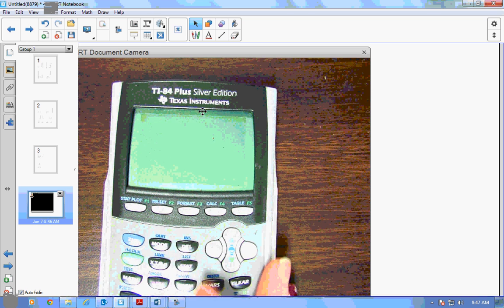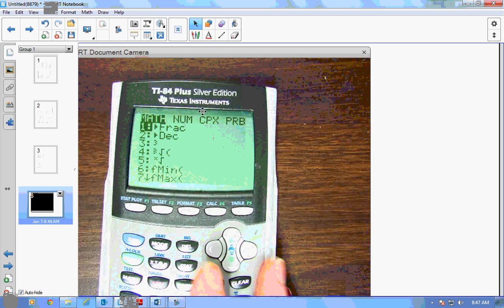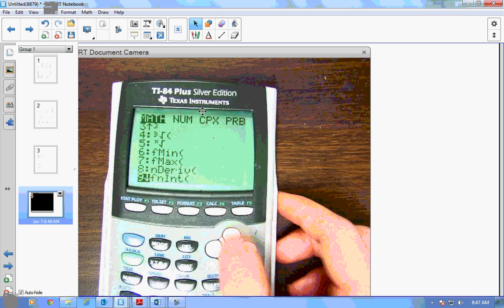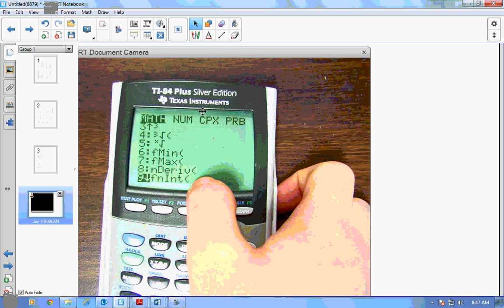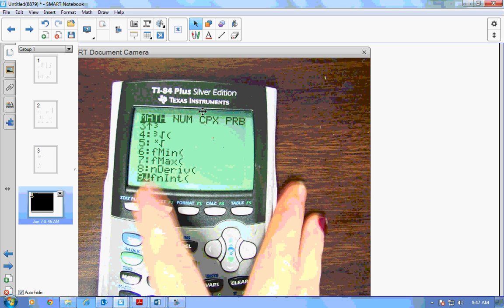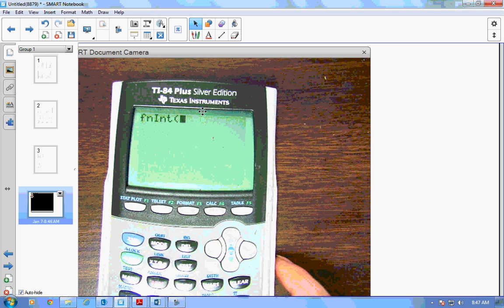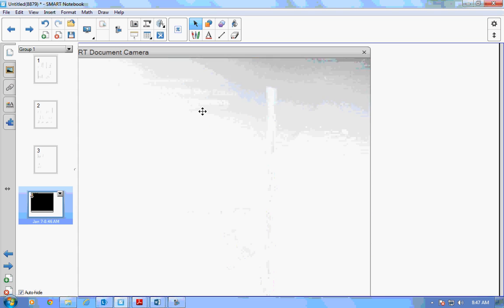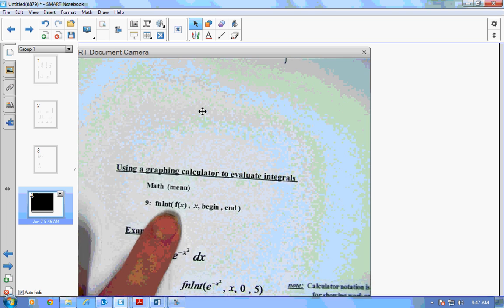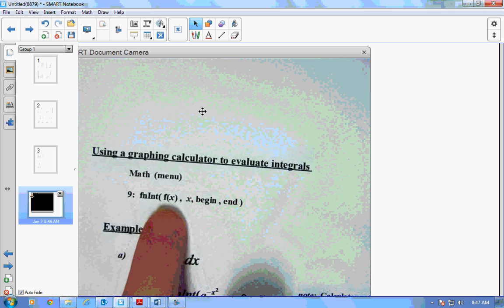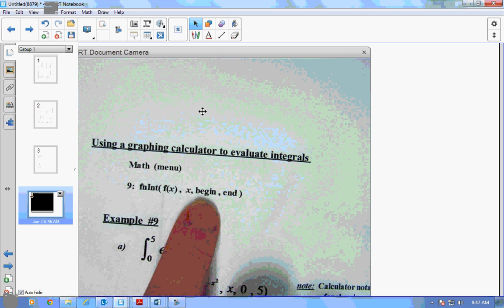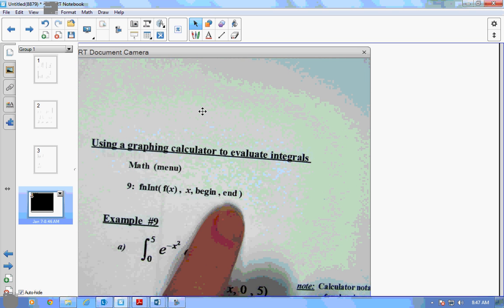Okay, go to math. We've kind of already done this before. We have derivative in there, right? You go down, there's your derivative. You can find the derivative and we can find the integral. So select number 9. And as your notes say, this is how you type it in. After the parentheses, you put in your function. We want to integrate with respect to x. Then you need your beginning bound and your ending bound and commas in between all of those.